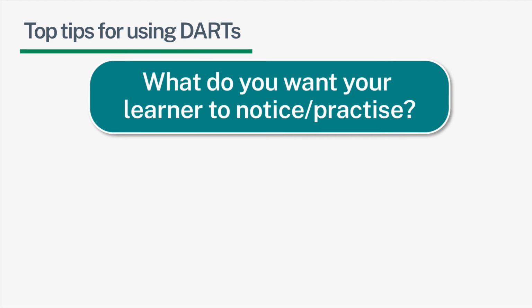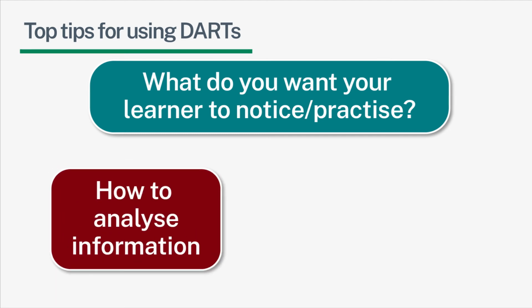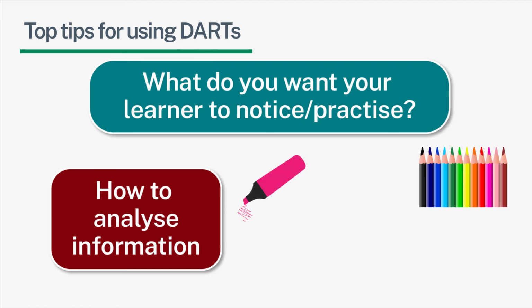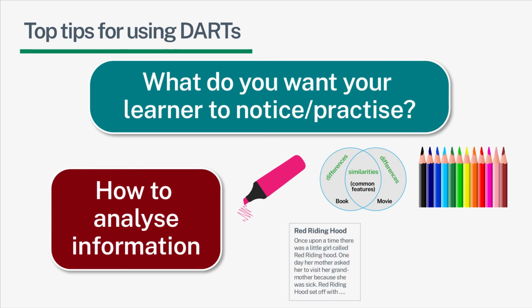On the other hand, if you want your learners to analyse information, you could ask them to highlight keywords, use different colours, for example, to highlight different characters' views, recast the information in a graphic organiser, for example, a Venn diagram, life cycle or tree diagram, or transform the text into other formats, for example, a letter.